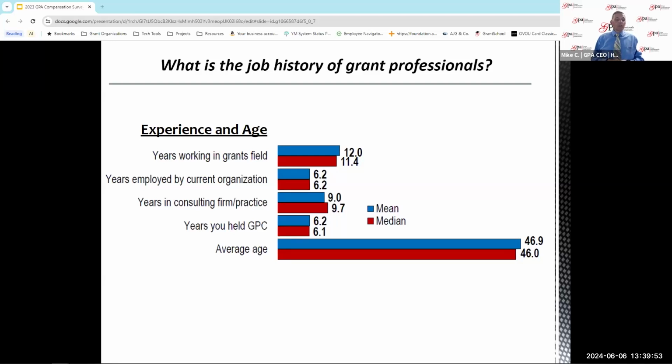Apparently, employment stability has decreased recently, as the mean years with their current organization has decreased by 1.3 years since 2022. And the ratio of this tenure to total years in the field dropped to 52% from almost 60% in 2022. In contrast, the mean years in their consulting firm increased by 1.8 years. So this may reflect a decrease in respondents who are part-time consultants trying out the field, moving back to a full-time position, as we talked about earlier.